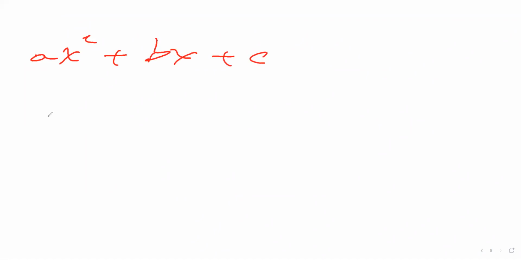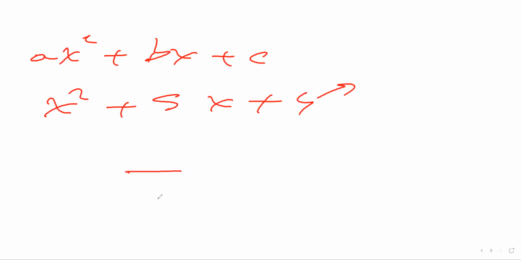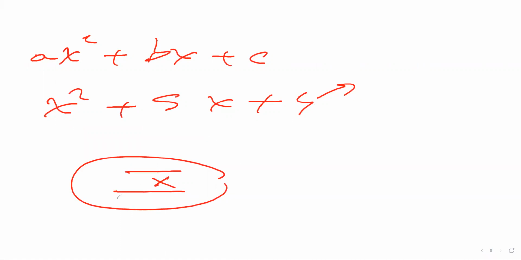If the question is to find the sum of solutions, for example, and I have x squared plus 5x plus 4. To find the sum of solutions, I can use the school way. I can factorize this: I need two numbers whose product is 4 and whose sum is 5. So 4 and 1. I find the first solution, I find the second solution, then I add them to find the sum of solutions, or I multiply them to find the product of solutions.